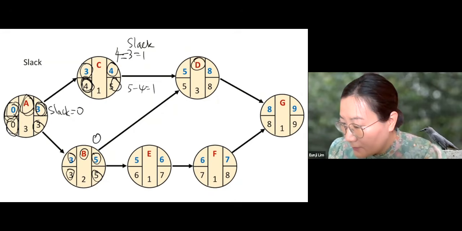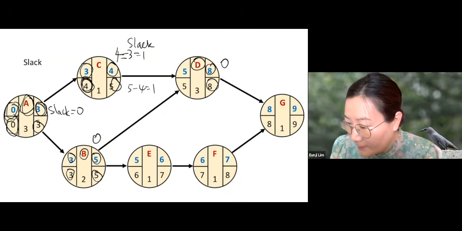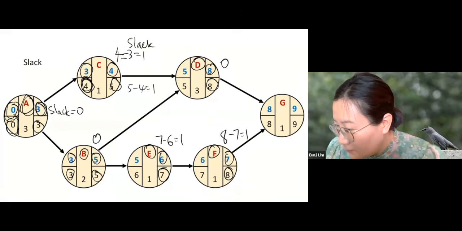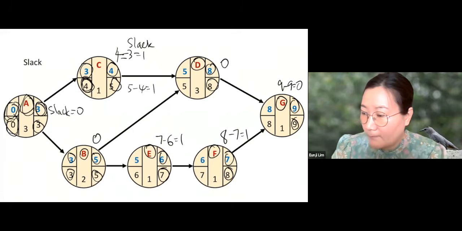Let's go to D. What's the slack for D? 8 minus 8, which is 0. What's the slack for E? 7 minus 6, which is 1. Let's go to F. What's the slack for F? 8 minus 7, which is 1. G. What's the slack for G? 9 minus 9, which is 0.